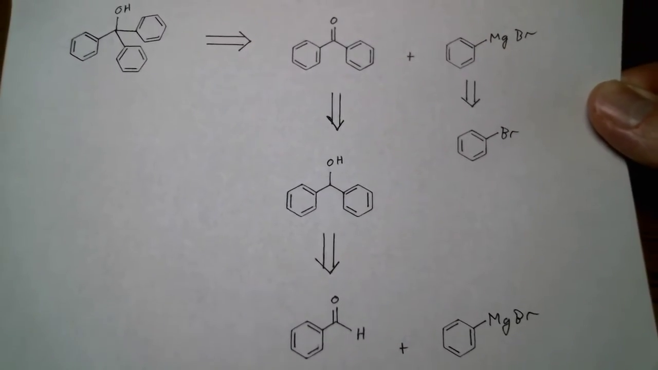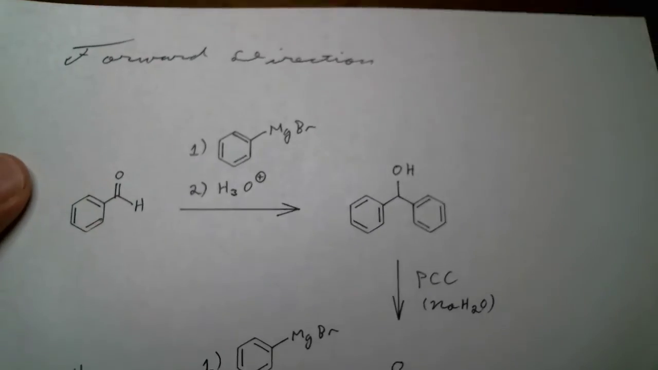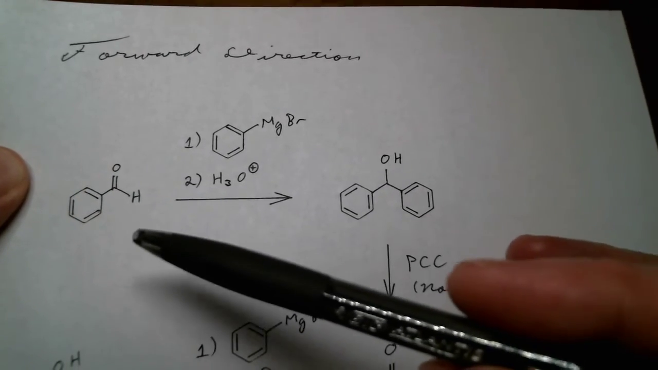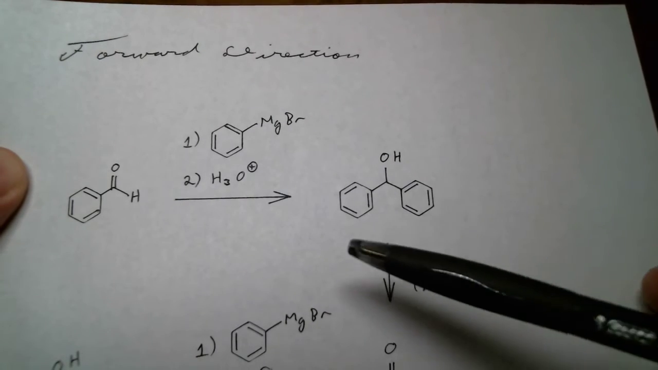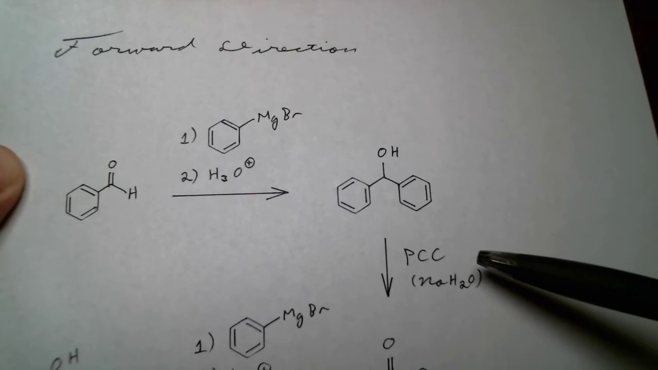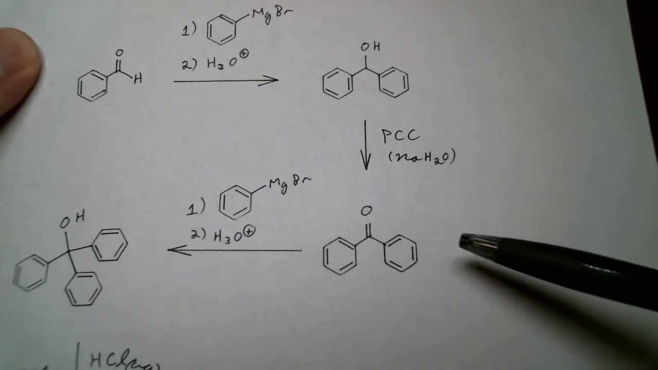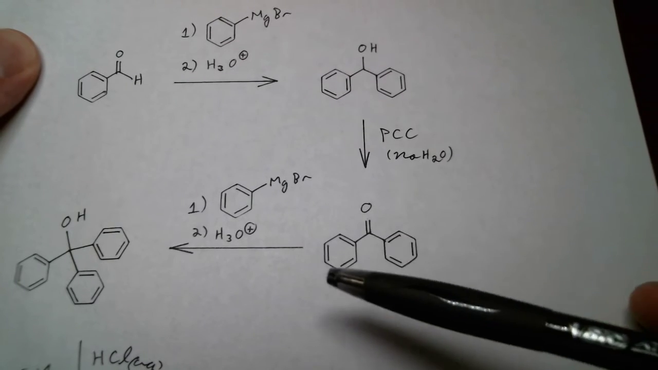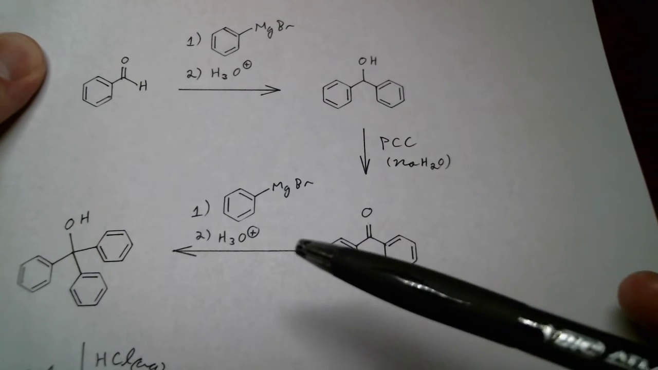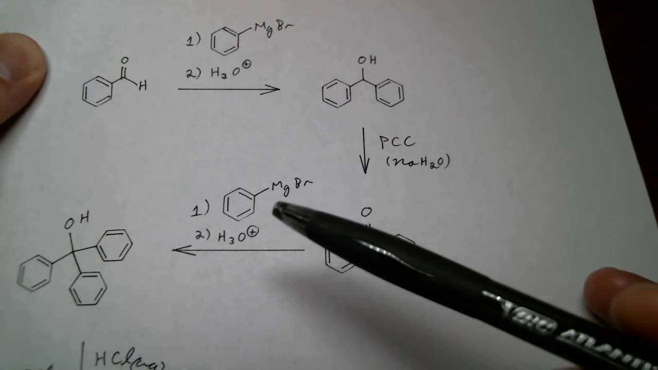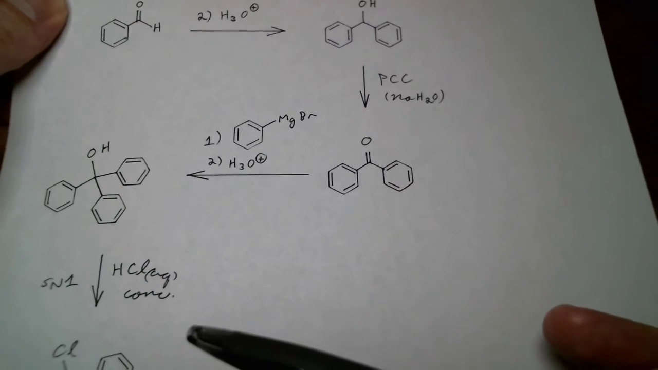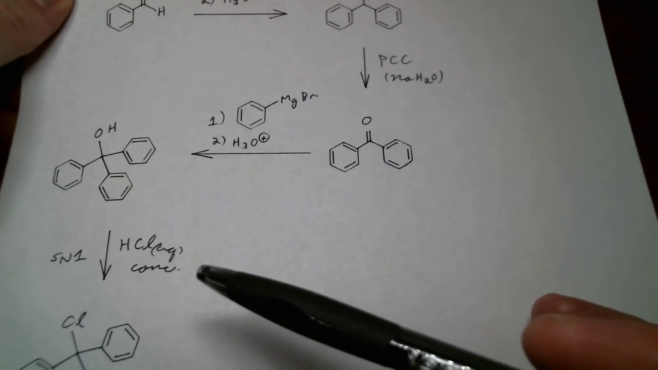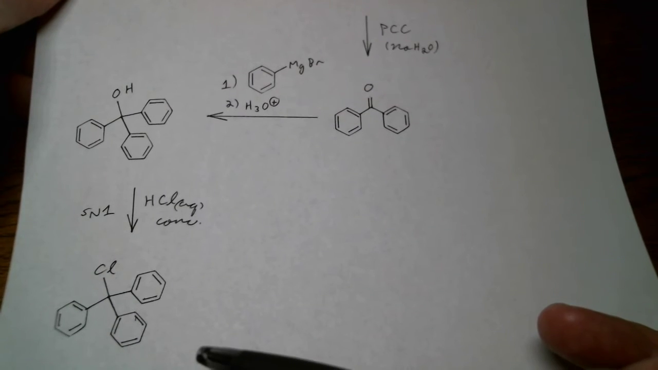What would the forward direction look like? Well, we would take our benzaldehyde, add in phenyl magnesium bromide, followed by aqueous acidic workup to get to our secondary alcohol. We could throw in PCC, doesn't really matter about the water, to oxidize our secondary alcohol to benzophenone. Then treat it in one step with phenyl magnesium bromide, followed by aqueous acidic workup to get to triphenylmethanol. Then all we would have to do is add in concentrated HCl, and this would be an SN1 to trityl chloride.